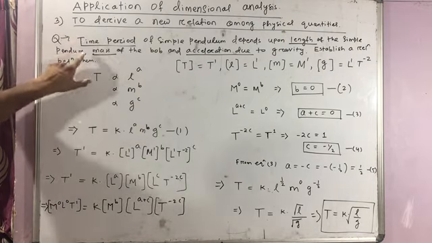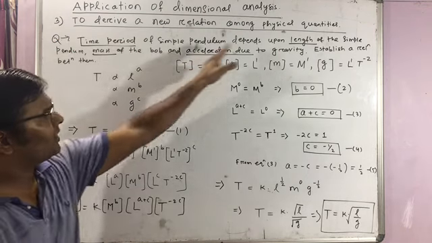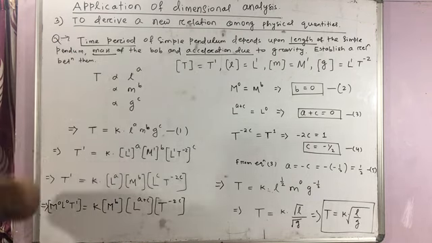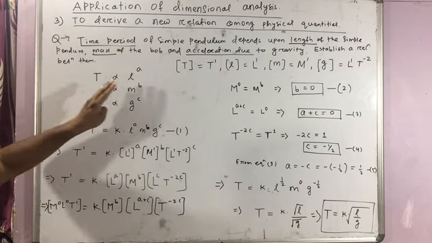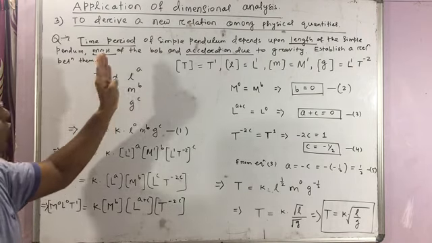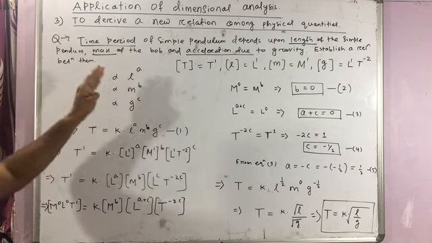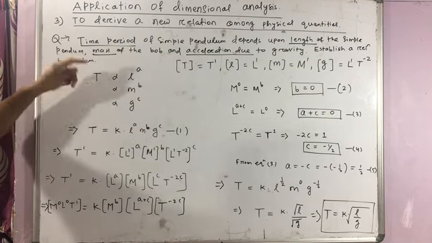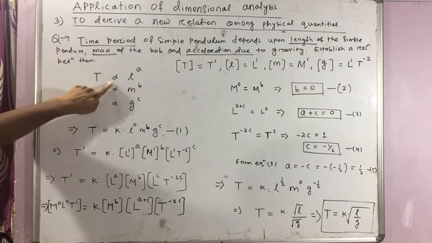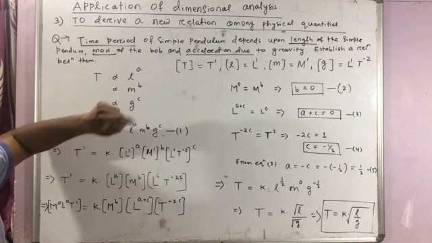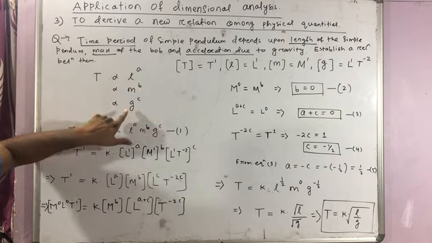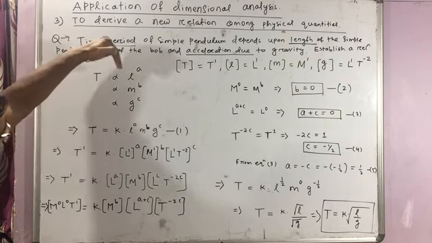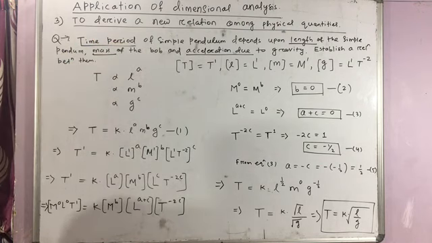According to the question given, time period depends on the following quantities like this. So we do not know what power of the physical quantities the time period depends on, it is unknown to us. That's why we took, suppose time period is proportional to L to the power A, M to the power B and G to the power C, as it is unknown. So our aim is to calculate this value A, B and C.